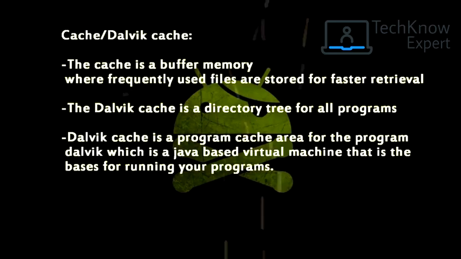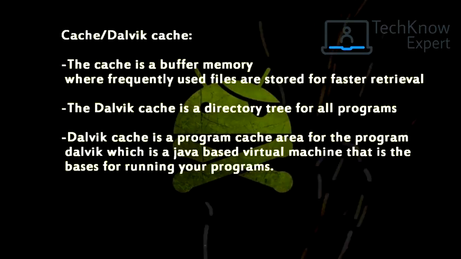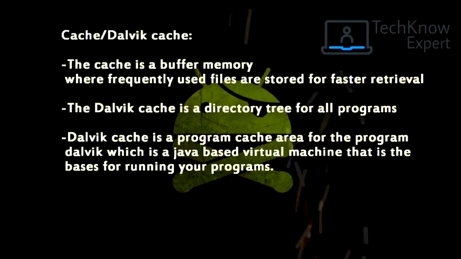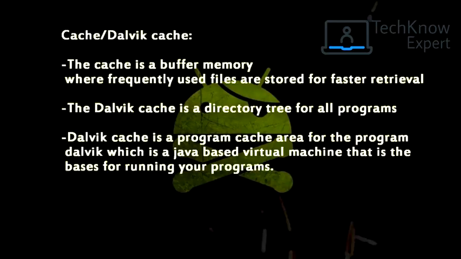Cache, Dalvik Cache. The cache is a buffer memory where frequently used files are stored for faster retrieval. The Dalvik Cache is a directory for all programs. Dalvik Cache is a programmed cache area for the program Dalvik. Dalvik is a Java-based virtual machine that is the basis for running your programs.